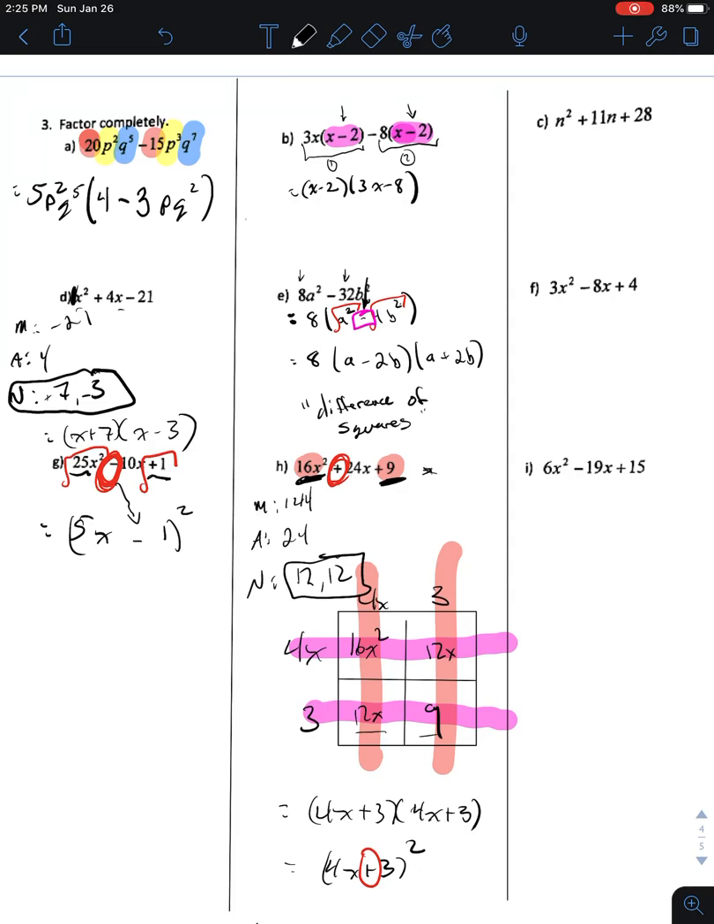Perfect. Okay? Now, we can do C if you want. We can just finish this off and then you're done. You seem pretty good with factoring. I need 2 numbers to multiply to 28 and add to 11. So just new page. So we're doing C. Let me write down the question. n squared plus 11n plus 28.